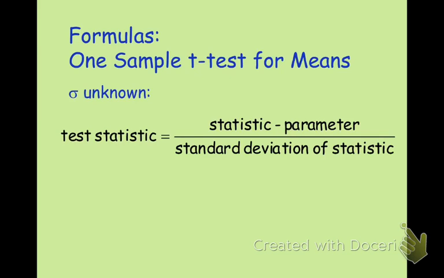So in this case, for a t-test statistic, this happens to be our statistic from our sample, that's x bar, or our sample mean, minus our parameter, that's mu, or the population mean, divided by the standard deviation of our statistic. Remember that is s, our sample standard deviation, divided by the square root of n. Once we have our test statistic, we can use our calculator to figure out the p-value.